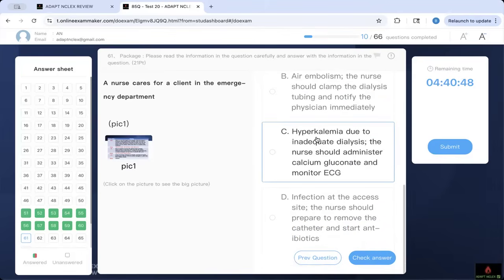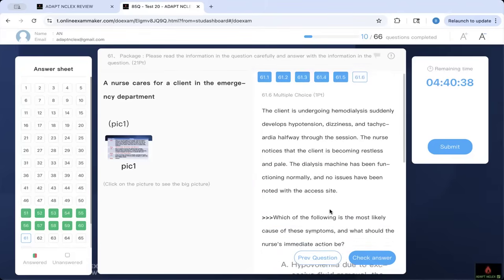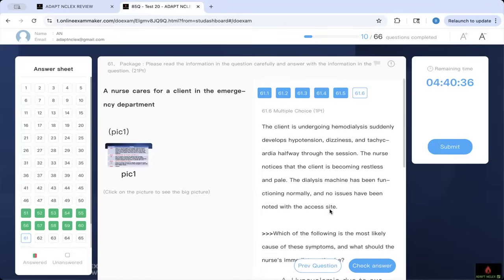Is this hyperkalemia due to what? Inadequate dialysis? The nurse should administer calcium gluconate and monitor them, or is this an infection process? What do you think? This is a classic dialysis condition that happens. This is what we call what?